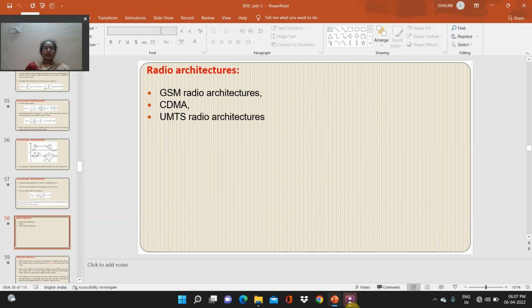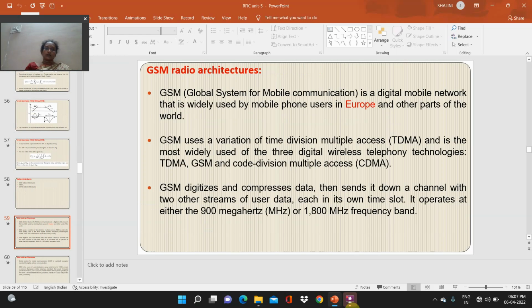What are the radio architectures? GSM radio architectures, CDMA radio architectures, and UMTS radio architectures. So, first of all, what is GSM radio architectures?